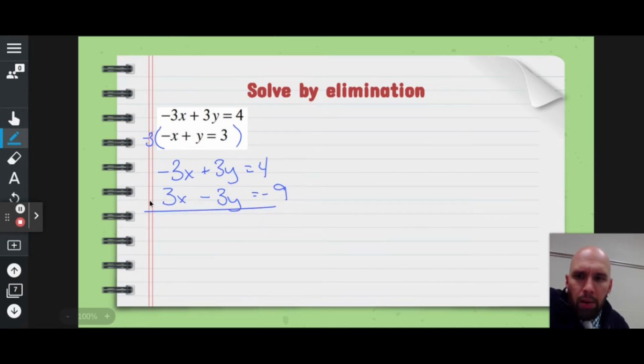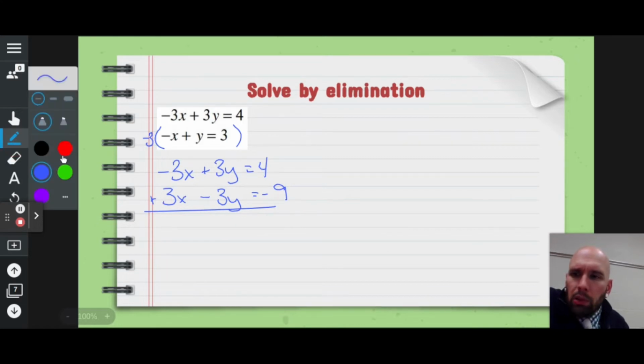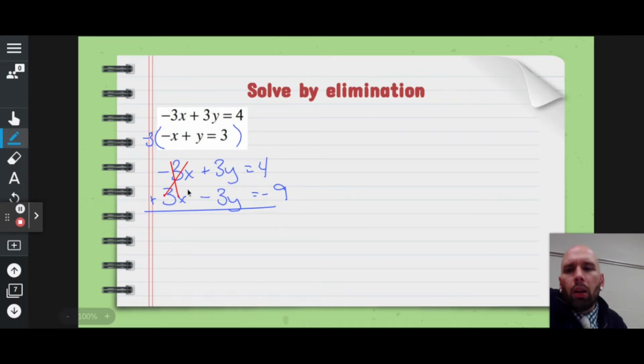Now I add these equations. Negative 3x, positive 3x goes away. Positive 3y, negative 3y goes away. So what do I have on the left? Nothing. That's going to equal 4 plus negative 9, which is negative 5. 0 equals negative 5. My variables disappeared and I'm left with something that doesn't make sense.